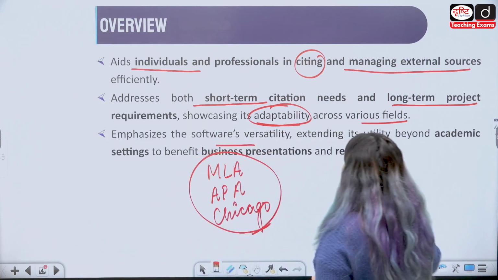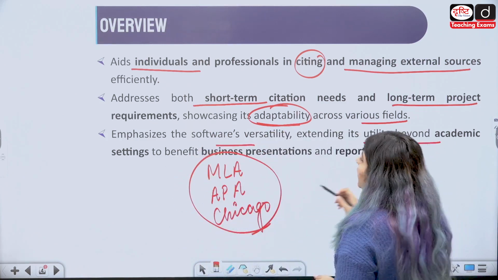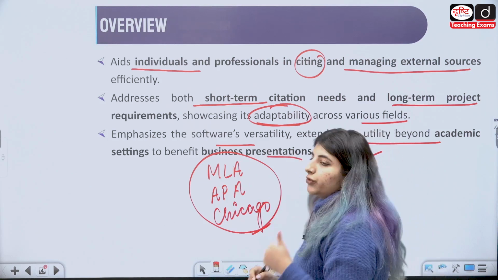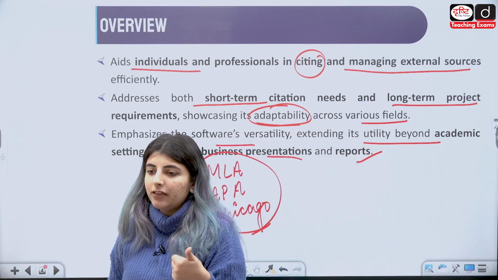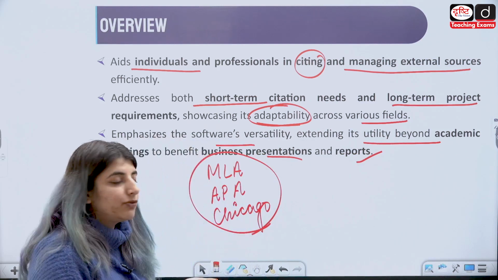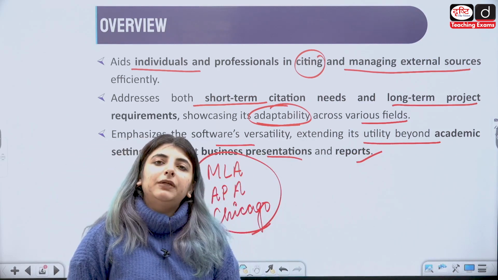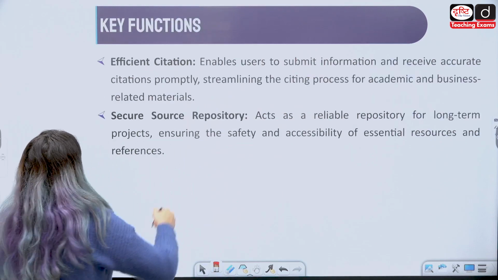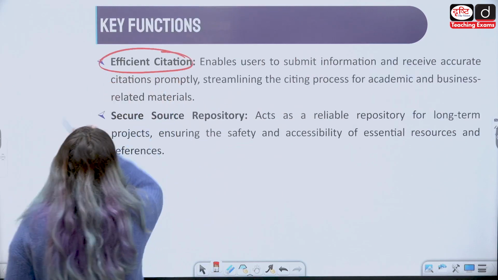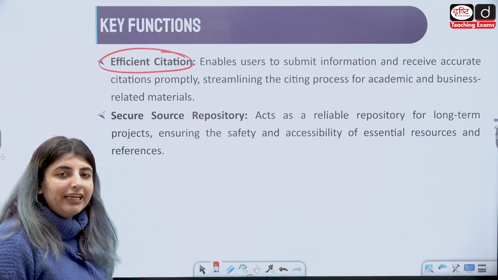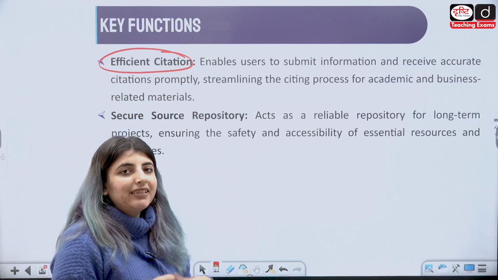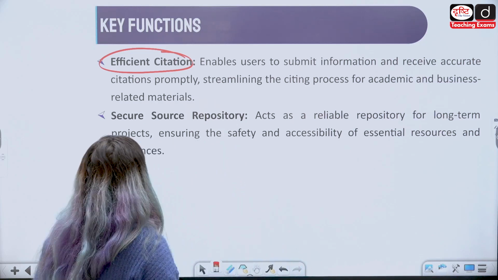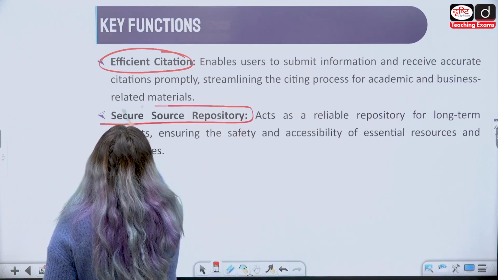It emphasizes the software's versatility and utility beyond academic settings, also benefiting business presentations and reports. So it is not just used in the field of academics, but can also be used in business presentations and other reports. It helps a person to cite efficiently. It helps you understand the citation pattern of the field that you are writing in, and secure a source repository.